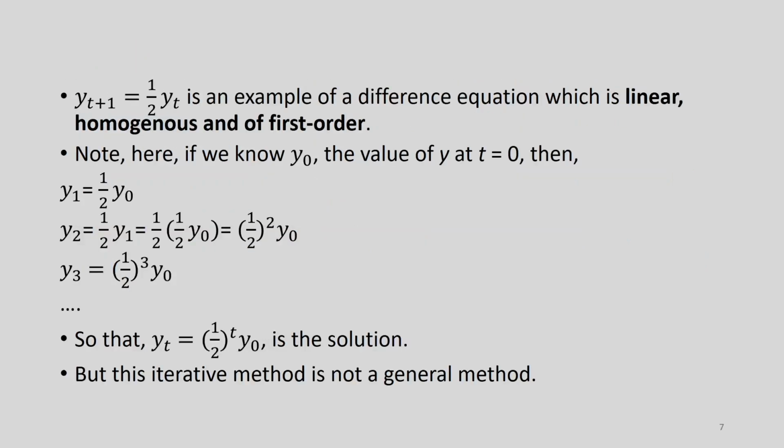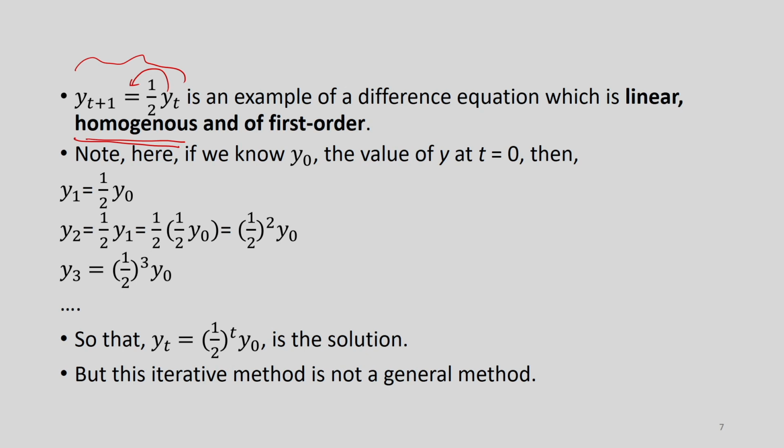Okay, here is an example of a difference equation which is linear and of first order, but homogeneous. So, this is the new thing in this difference equation, which was not there in the earlier one. Look at the form: y t plus 1 is equal to half of y t. You can see that there is no constant term here. If I take y t to this side, it becomes y t plus 1 minus half of y t is equal to 0.